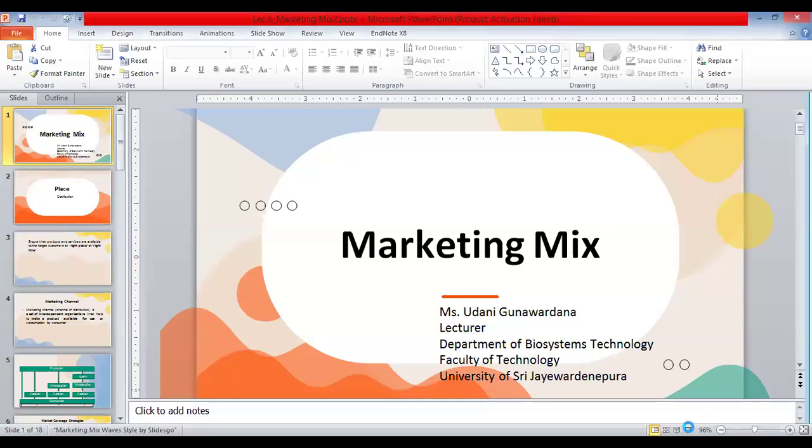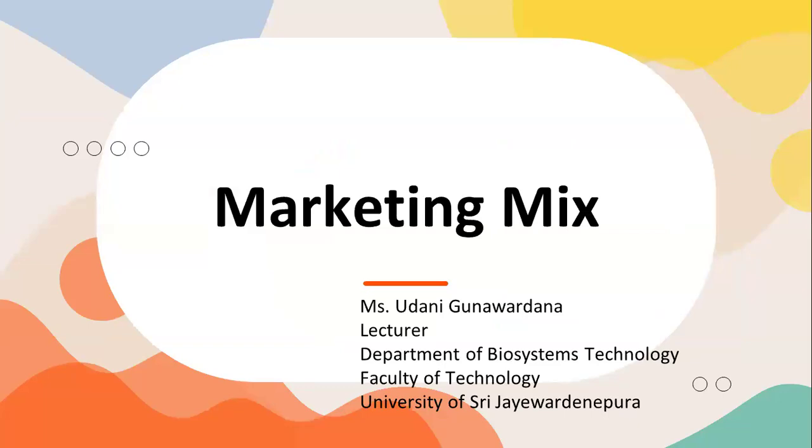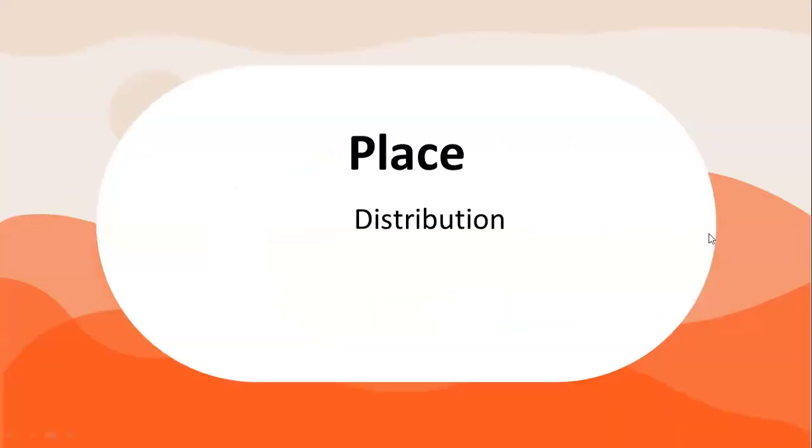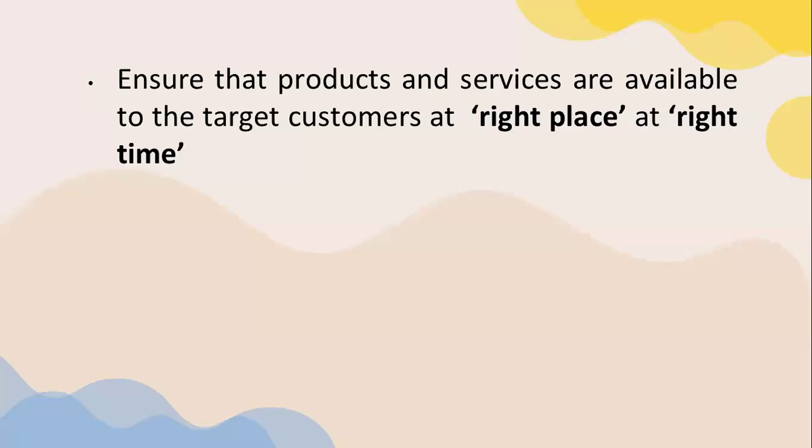So we have completed the product, right? How to develop the product, the product life cycle and all. And we have discussed the pricing strategies and also the placing strategies. When it comes to the distribution of a product, how you will make it available for your customers, right? The main thing you have to be concerned about when it comes to placing is that you should make the product available at the right time, at the right place for your customers, right?